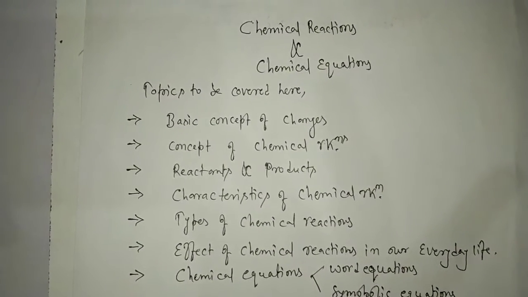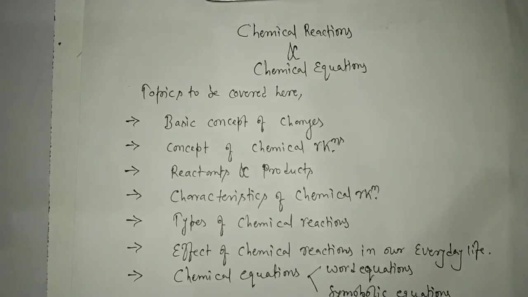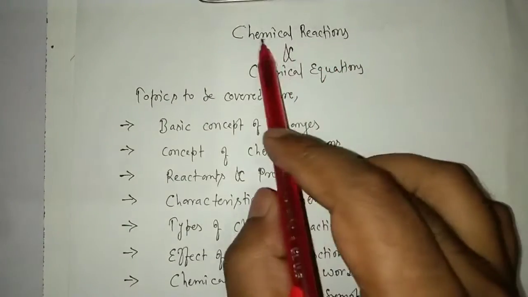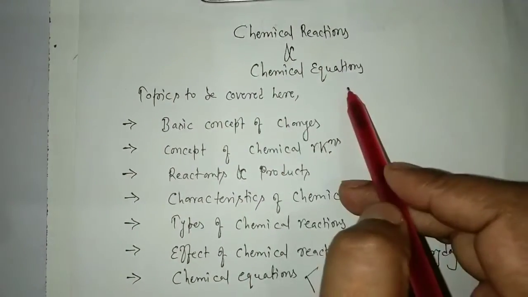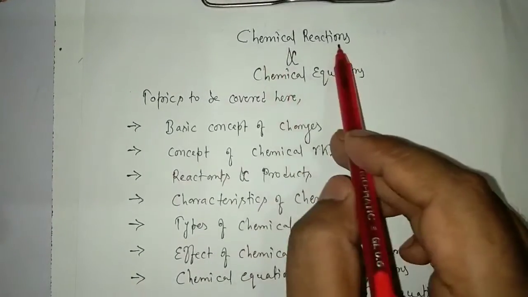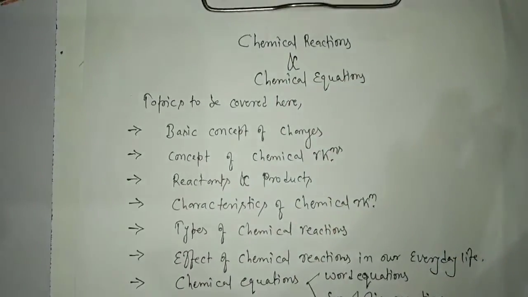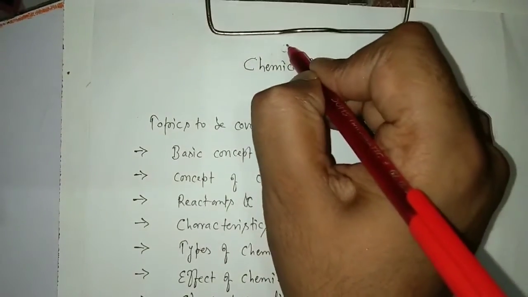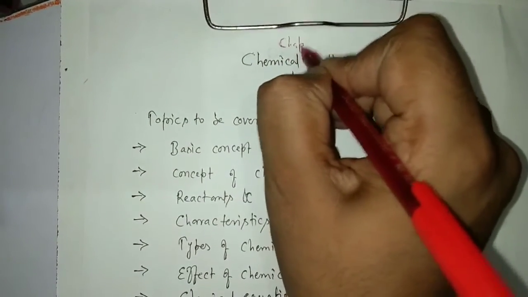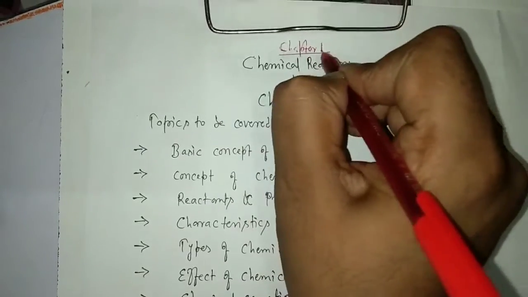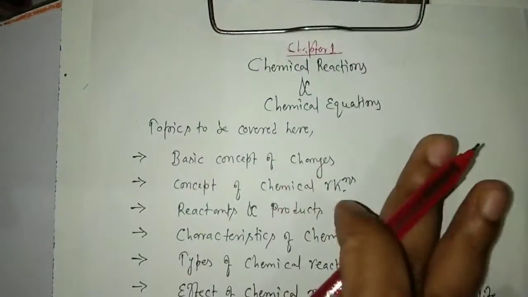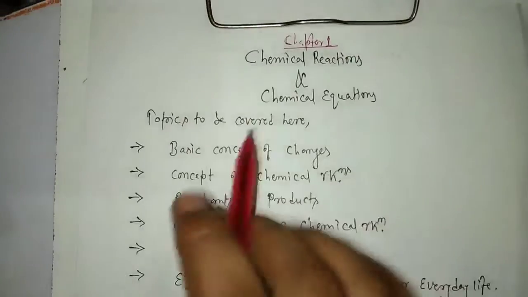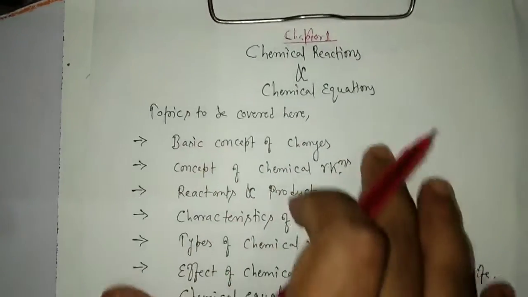I am going to teach you the first chapter in chemistry. By the name we know it: chemical reaction and chemical equation. This is the first chapter of class 10th, which is mentioned in our chemistry book. Chapter 1. In this particular chapter we are going to cover the following topics.